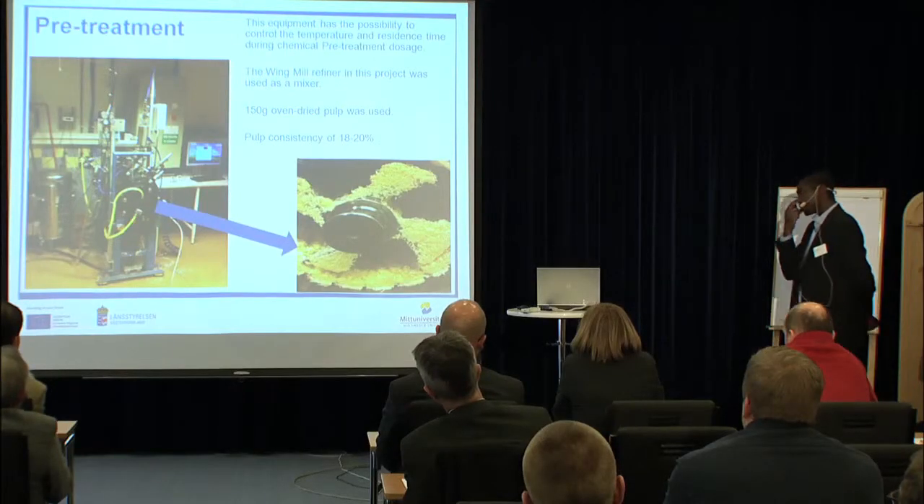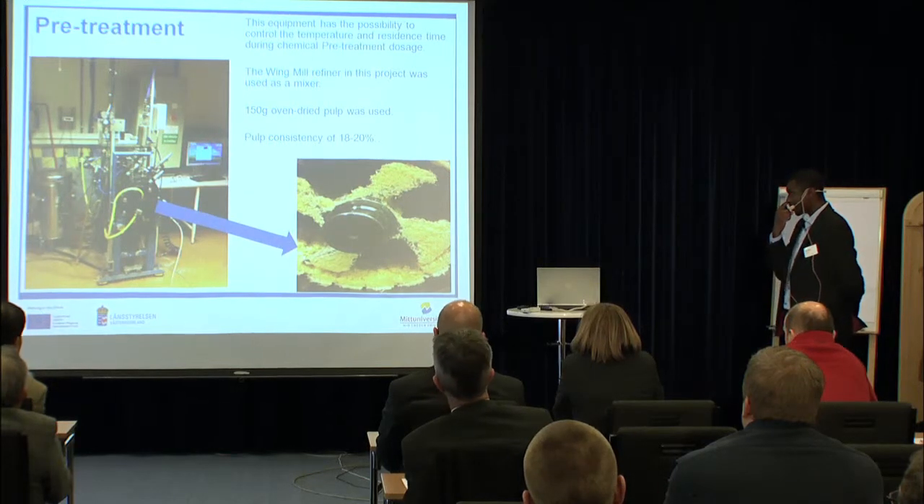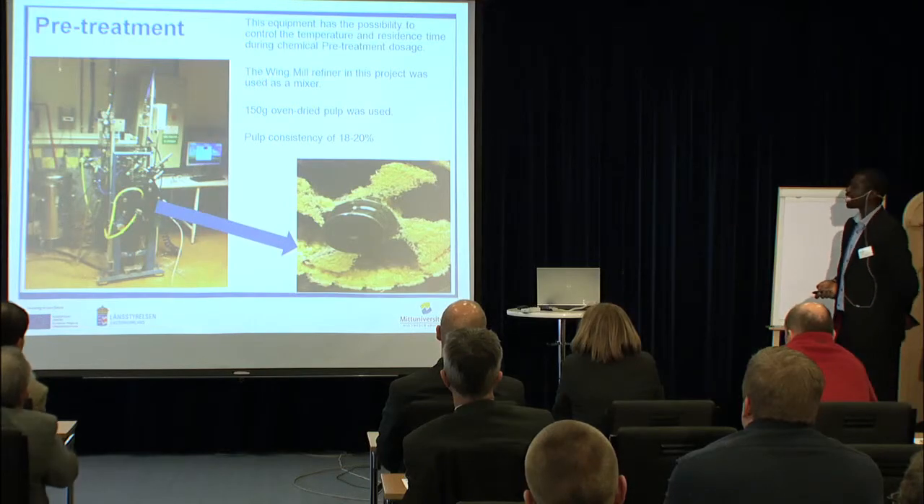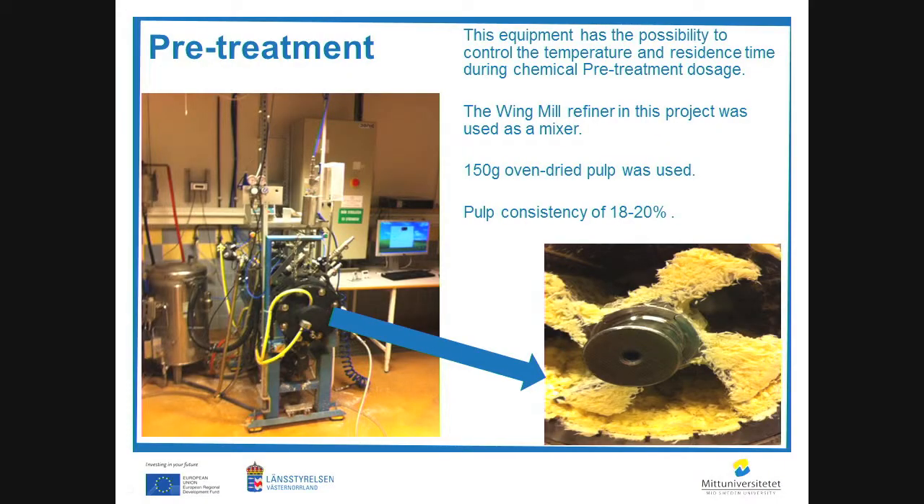We can also do some bleaching with TMP, and we use the SCA apparatus. They call it windmill refining. So we use different consistencies, 150 grams of pulp, and try to bleach it before we do the fractionation, before treating this in the homogenizer as well.